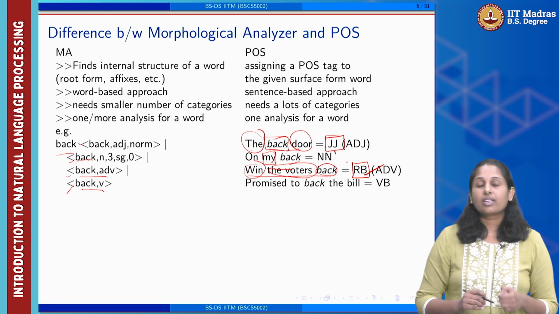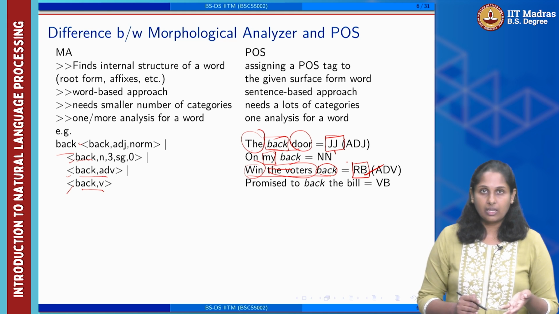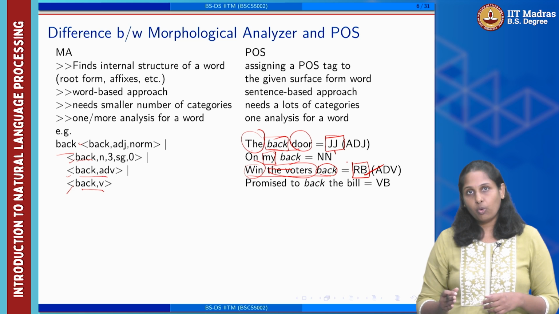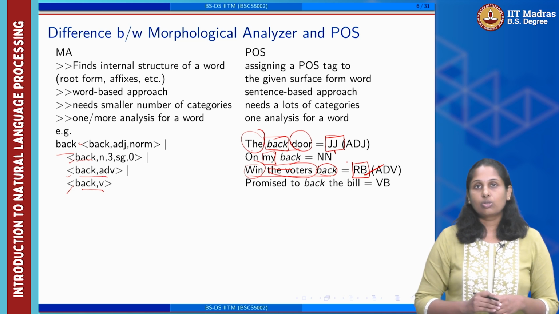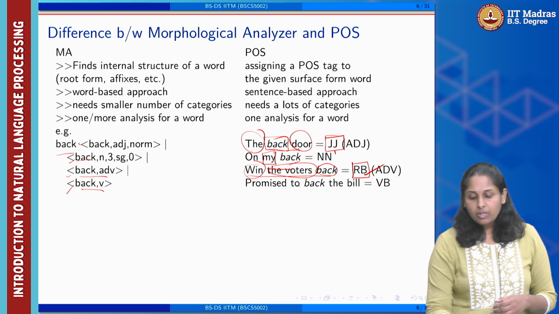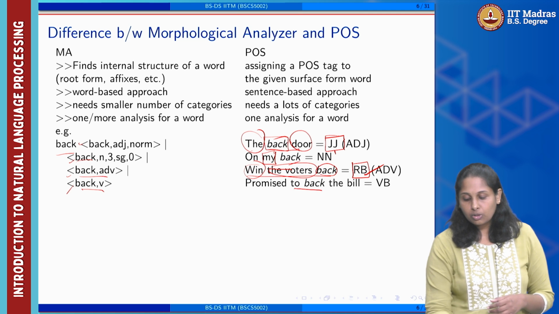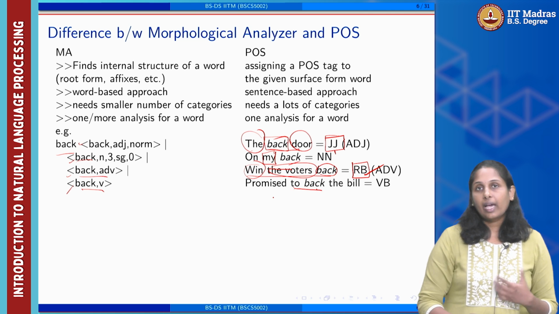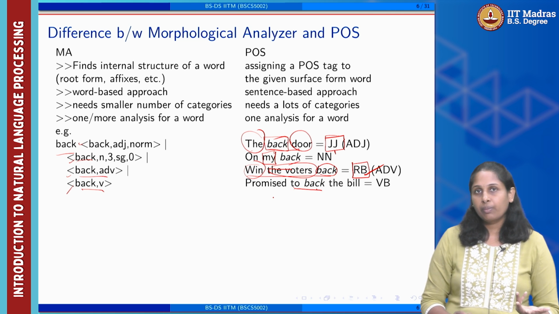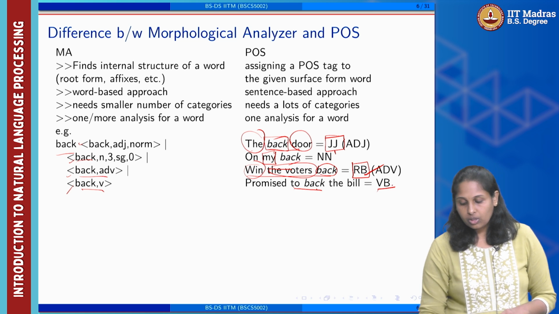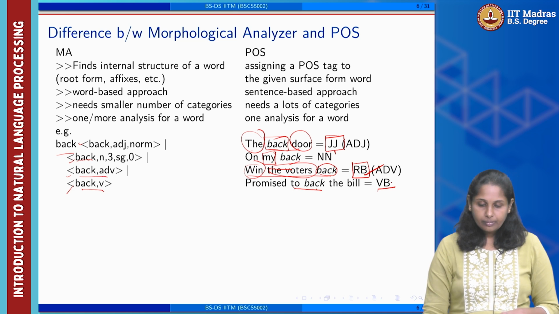JJ is a mnemonic form which expresses the adjective, and RB is a mnemonic form which denotes an adverb. And in "promise to back the bill", this "to" followed by back expresses that it can be a verb base. So that's why it's a VB.